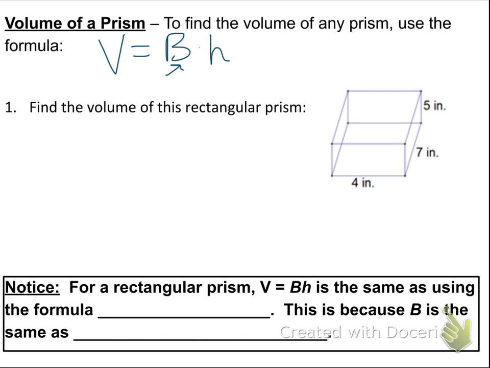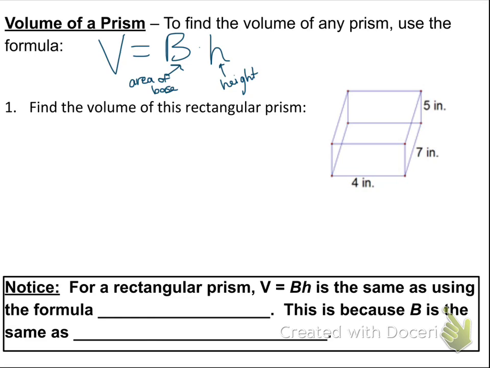What this B stands for is the area of the base, which is why it gets to be a capital letter, because it is representing an area, and the H is just the height of the prism. So you should remember that.